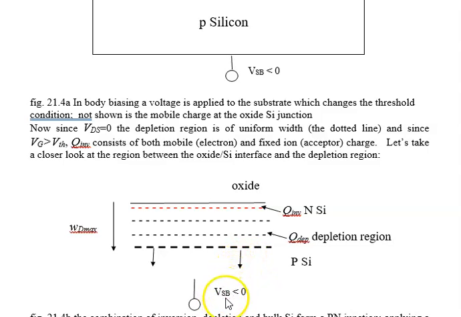If we make the bias on the substrate negative, we are increasing the barrier. We're attracting holes from the bulk, or I should say from the depletion region, right below the depletion region. We're attracting them into the bottom of the substrate. So therefore, we're increasing the depletion region width, and we're increasing the barrier height. It's a classic reverse bias.